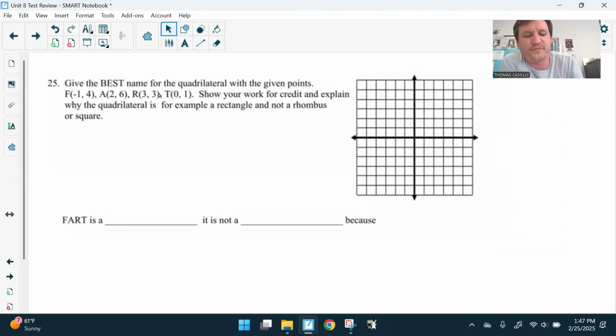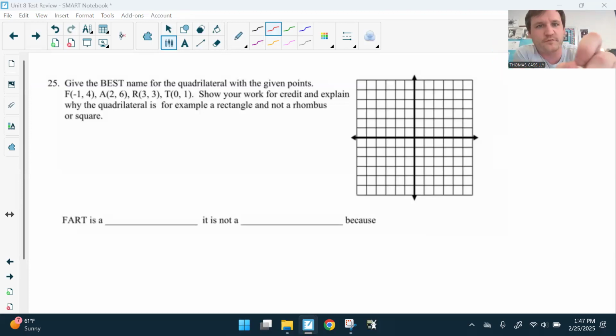If I see a dog, I could say, oh, there's a dog. But if I want to be more specific, I could say there's a Dalmatian, right? So I want to be as specific as I can with this quadrilateral. There's a bunch of quadrilaterals that we have talked about this unit, so we just have to give the most specific name for it.